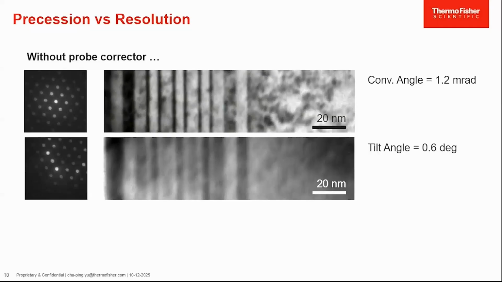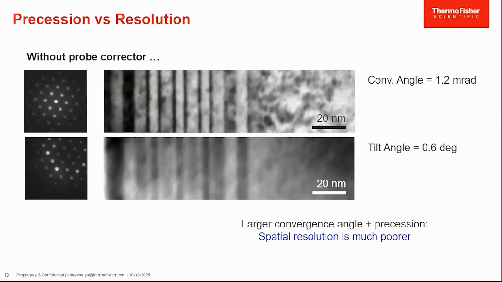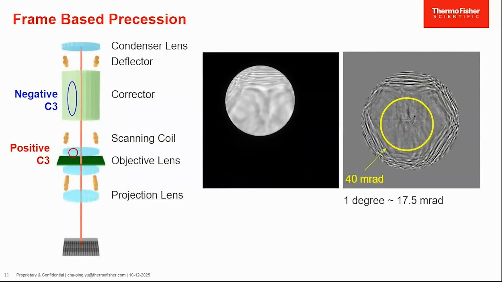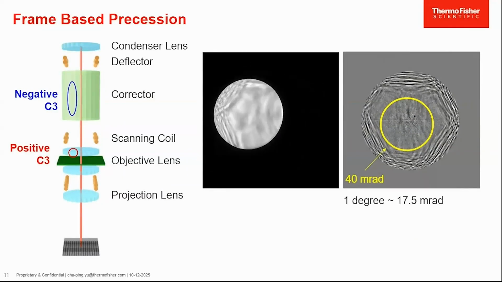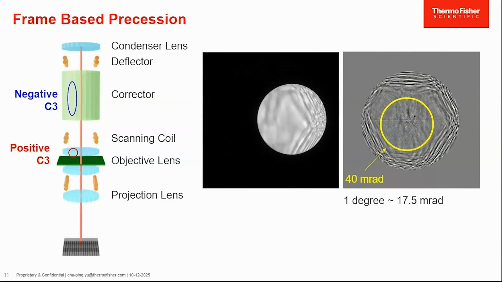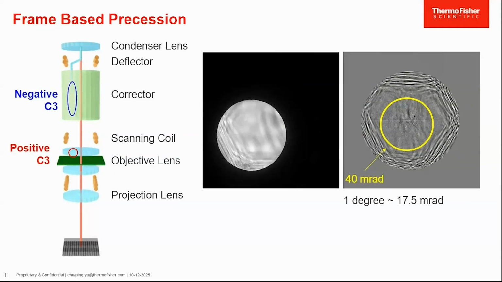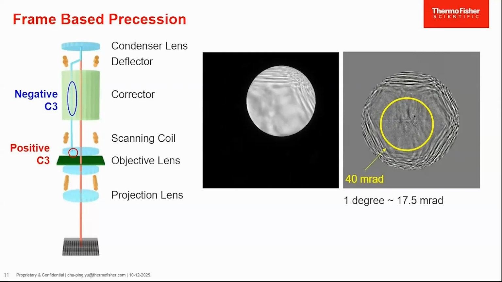So that's the message here: precession is going to lower your resolution, especially when you have a larger and larger convergence angle, when you want to push for the resolution. The limitation here is the spherical aberration from your objective lens system. The solution to that is to use a different deflector coil than what conventional precession would use. So here, instead of using a scanning coil to do precession, we do beam tilt using a deflector above the corrector.